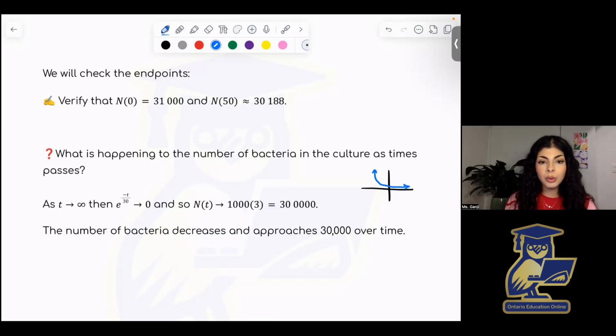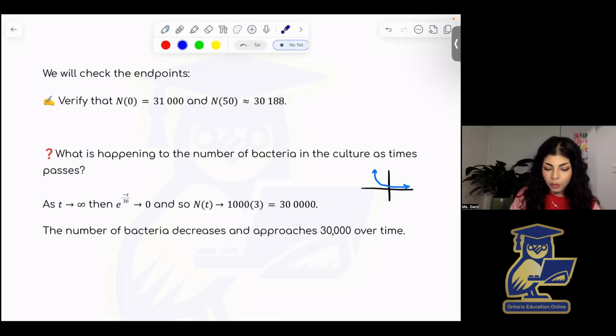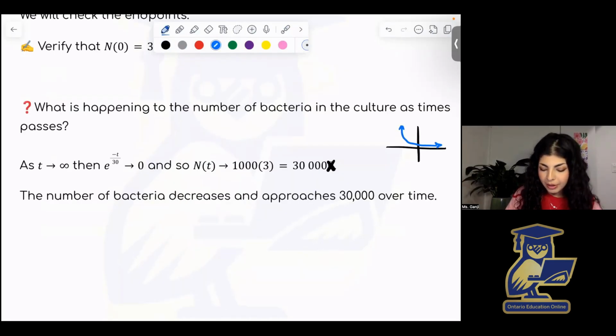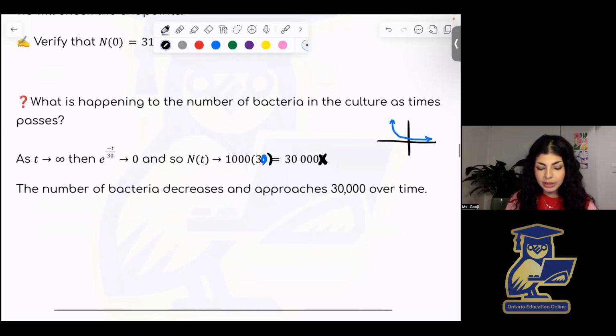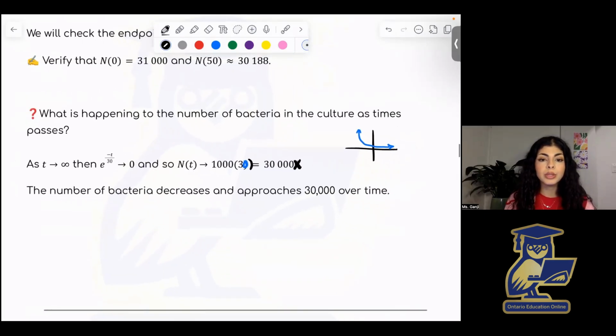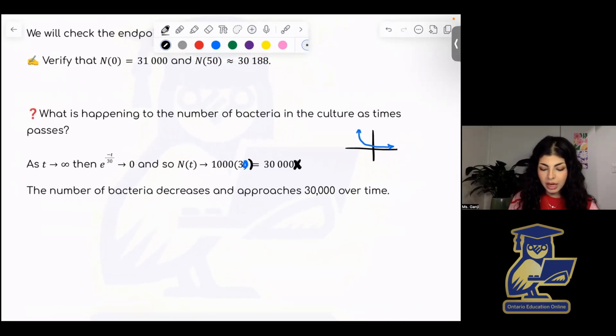So then going back to our original function, we are only caring about this portion, which is 1,000 times 30. Oh, I have way too many zeros there. Okay, slight error, I'll fix this for you, but this should be 30 there. And then, there we go, that's much better. We have 1,000 times 30, so it'll be 30,000. So then the number of bacteria is decreasing and approaches 30,000 over time.